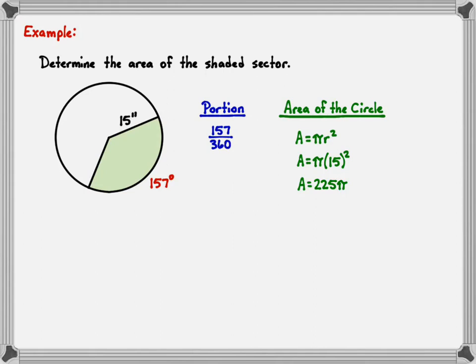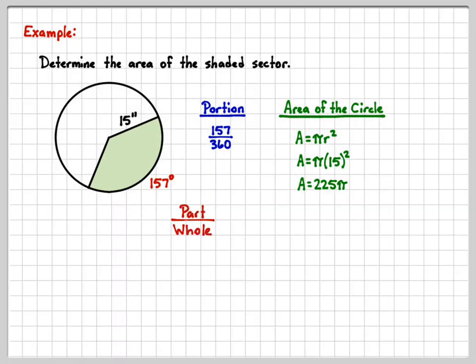From here, we're going to set up our proportions. So remember, our proportions are always part over whole. So with that said, what is the part that I'm concerned with? Well, I'm concerned with 157. And what is the whole thing? The whole thing is 360. So we'd say 157 over 360, part over whole, equals, well, what's the part? Do I want the part or do I want the whole thing? The 225 pi, that is the area of the circle. That's the area of the whole thing.